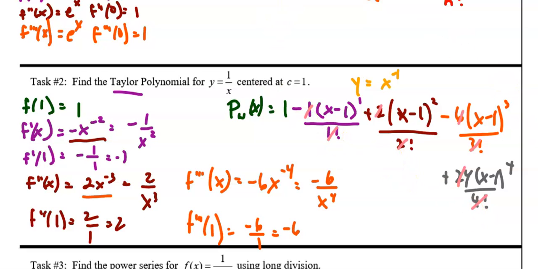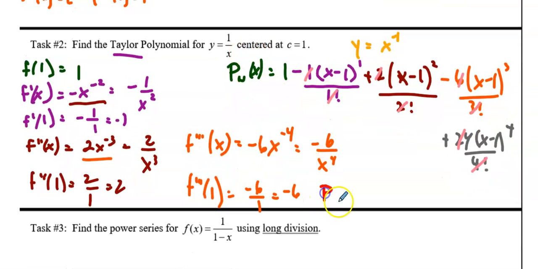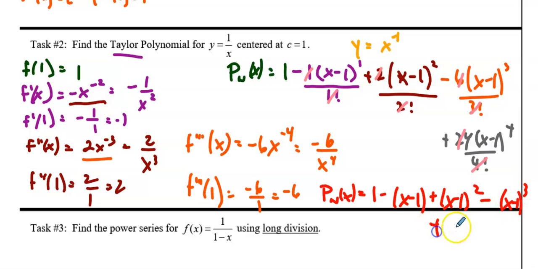Well, our actual series is going to be P n of x. I'm going to run out of room, of course I am. 1 minus x minus 1, plus x minus 1 quantity squared, minus x minus 1 cubed, plus x minus 1 to the 4th, and so on. You can see here that every time I have an odd exponent, it's going to be negative, and every time I have an even exponent, it's going to be positive.